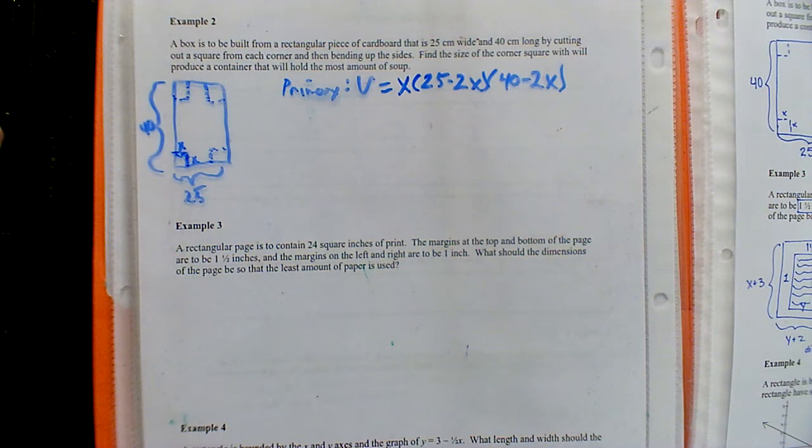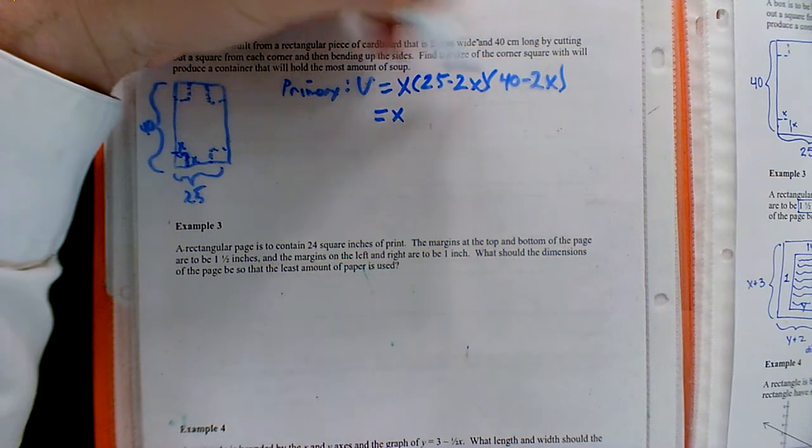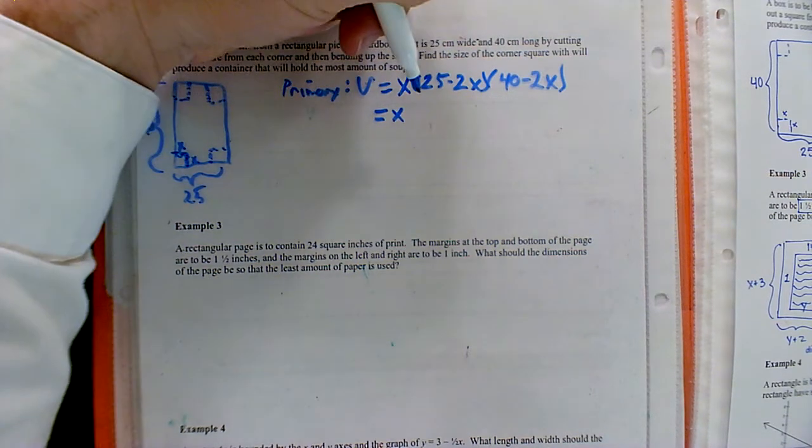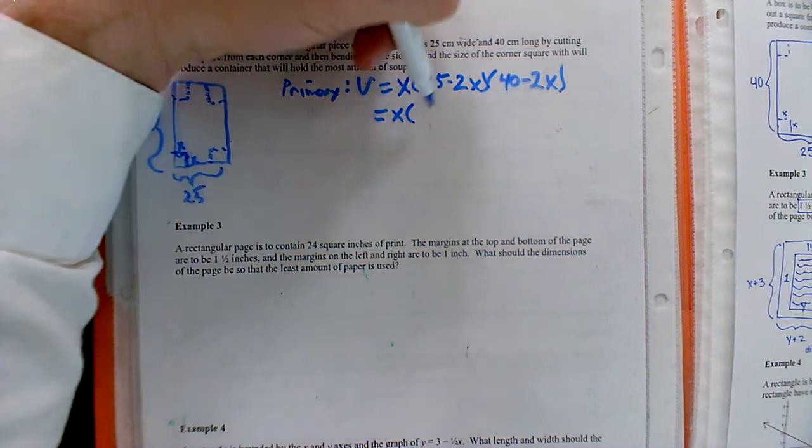Do we have more than one variable? Do we need a secondary equation? No, we only have one variable in there, so we don't have to worry about that. What you should do next is start multiplying everything together. So I'm going to leave the x here for now. Multiply or FOIL those out. So the 25 minus 2x and 40 minus 2x. Should multiply those all out.